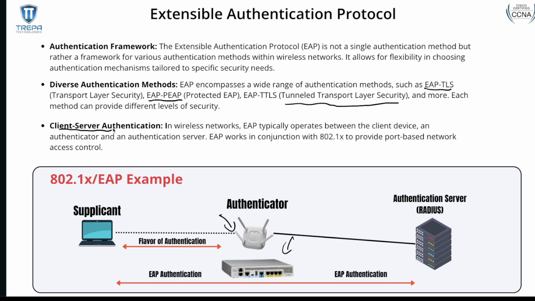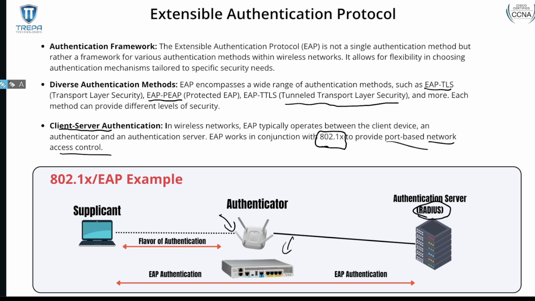In wireless networks, EAP typically operates between the client device, an authenticator, and an authentication server. So it works in conjunction with something called 802.1X, which is a part of our network access control, and it's port-based. So what are we talking about here? Let's take a step back, because we were just saying it's its own framework. Yes, but it works in conjunction with 802.1X, which, if you go look at that RFC standard, is a technology that provides us port-based network access control and uses a AAA protocol like RADIUS to provide authentication, okay?